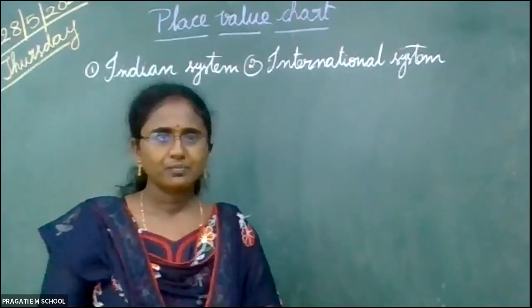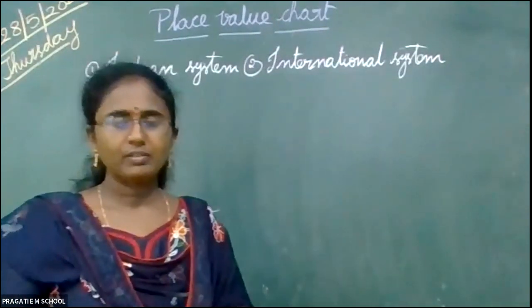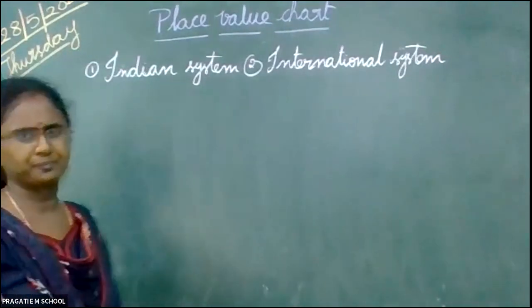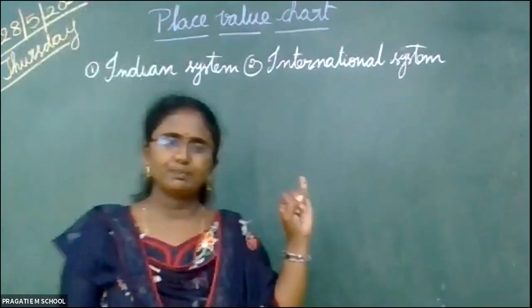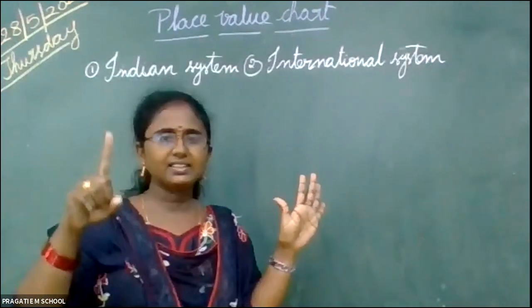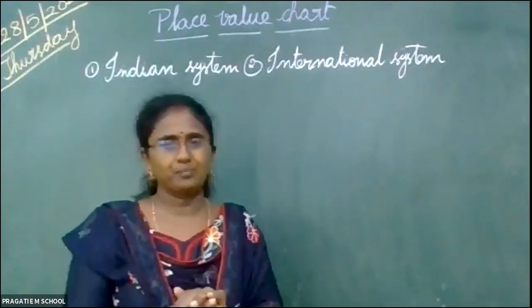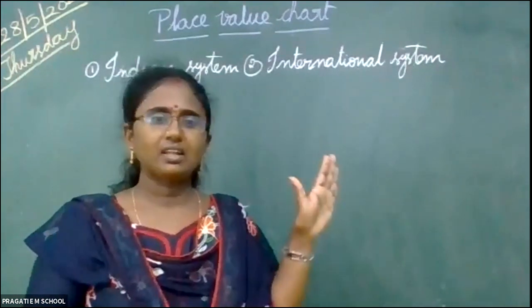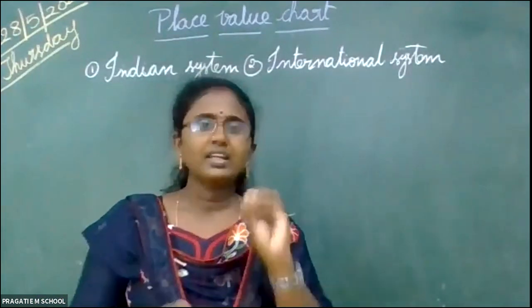Okay, children? Whatever time you take, first I will explain about the Indian system. When you are clear about that, then I will go to the international system. So first I am telling about the Indian system. The places I introduced: ones place, tens place, hundreds place, thousands place, 10,000s place, lakhs, and after that 10 lakhs. Ones, tens, hundreds, thousands, 10,000s, lakh, 10 lakh. These places are in the Indian system.